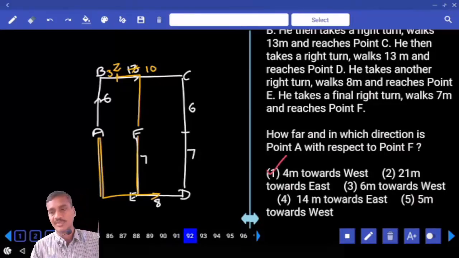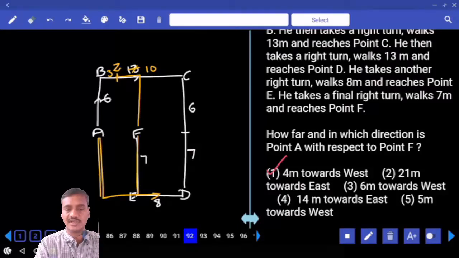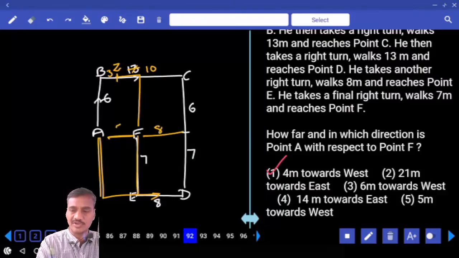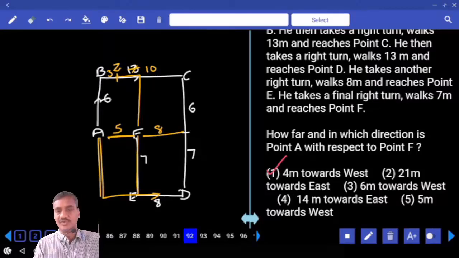Then 92, how far and in which direction is A with respect to F? Now we need to find out the direction of A and F. What is the distance between these two? Total distance is how much? 13. Out of which this distance is 8. Now if this is 8, the left over will be how much? Only 5 meters. 5 meters towards which direction? West. West, that is choice 5, question number 92.